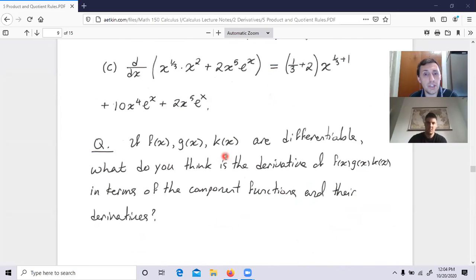If f, g, and k are differentiable, what do you think is the derivative of the product f times g times k in terms of the component functions? You understand what I'm asking? So imagine that you can calculate the derivative of this function alone, this function alone, this function alone. What do you think will be the derivative for the product? Write in the comments. Of a triple product. It's one function times another times a third. How would the derivative look?